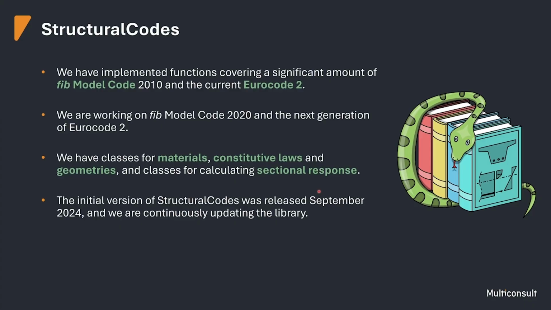The initial version of structural codes was released September last year. We're continuously updating the library. I think we're on version 0.4.7 today. And we actually have some merged PRs into our development branch that has not been released yet. So you should be awaiting a new release in the near future. We don't have any predefined scheduled release timeline. So we release every now and then when we see that there are bug fixes or new features that we want to release right away.